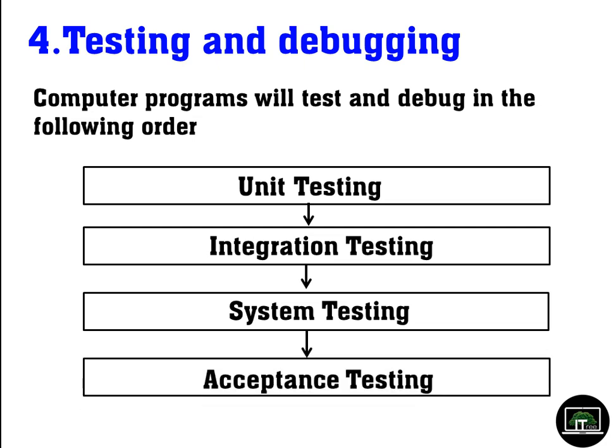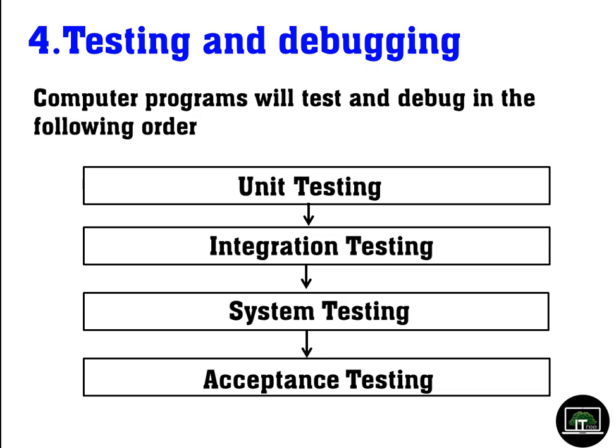Finally we do the acceptance testing. Normally acceptance testing is done by the users of the programs, the computer users. So we give it to them to test whether they are accepting it, whether they are happy with the system. First we do the unit testing, then integration testing, system testing, and finally the acceptance testing.